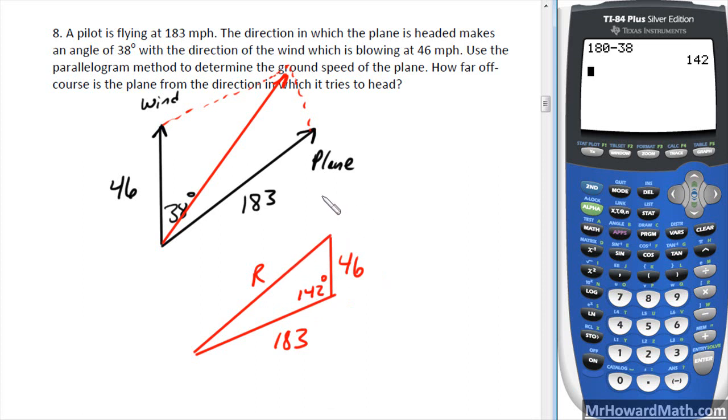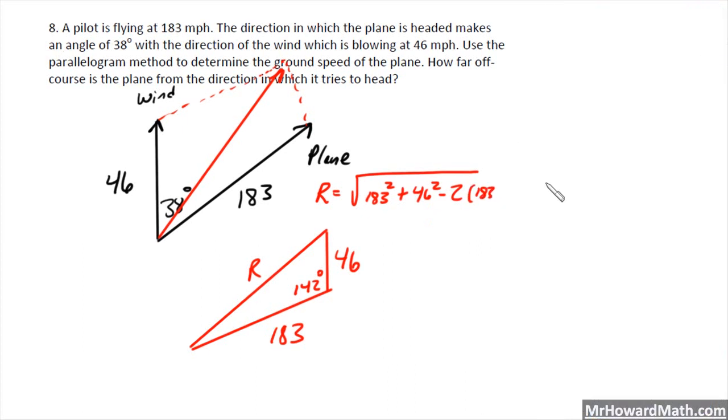So in this case, that's going to make R, the resultant, equal to the square root of each of the two sides squared and summed together. We're just filling in the cosine law here. Minus 2 times each side again, 183 times 46 times the cosine of the angle between them. So that would be 142 degrees.